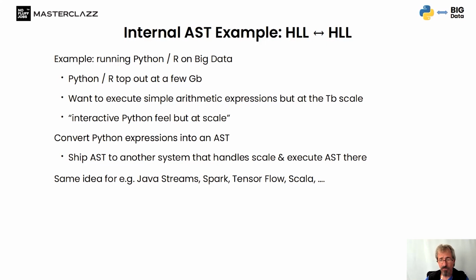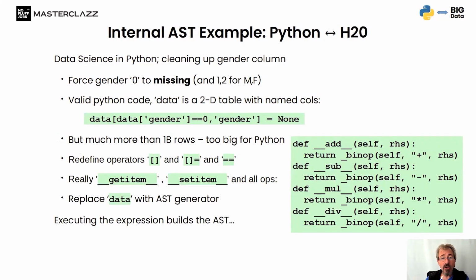Python's a pretty fancy language, actually, under the hood. So I'm going to do this clever hack where I overload Python operators to build an AST for expressions. So here my data science is: find the gender column, find all the zeros in the gender column, set them to Python's missing notion, which my big data side knows how to handle as missing. And that changes the data science.